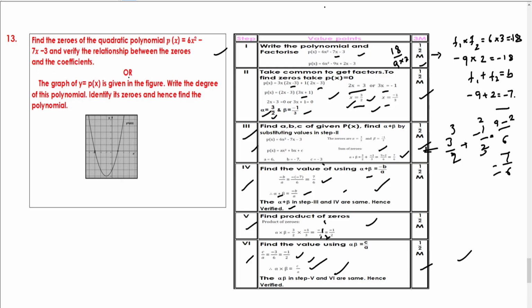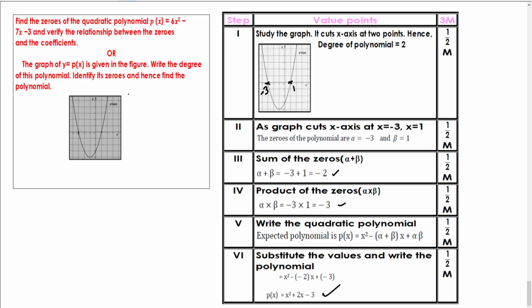Let us move on to mostly the last problem in this set. A graph is given, and you can solve either this or that. Anyone, whichever is easier for you. This is easier than that. P of x is given in the figure. Write the degree of this polynomial, identify its zeros, and hence find the polynomial.